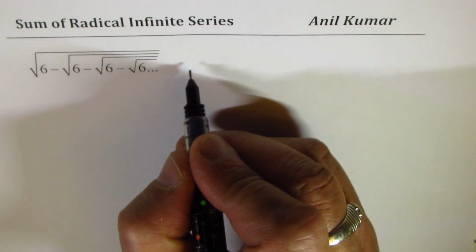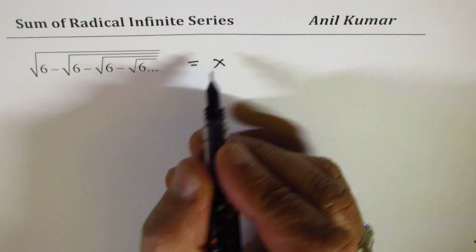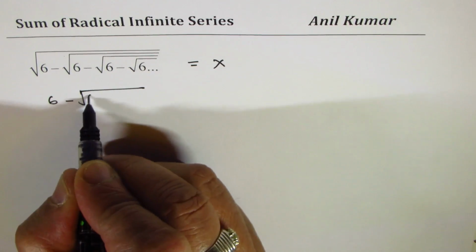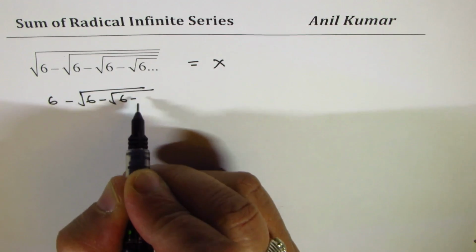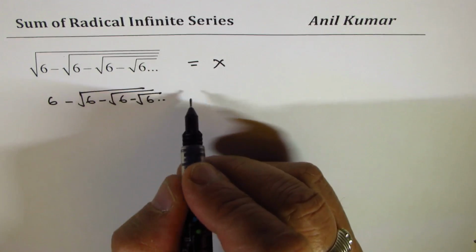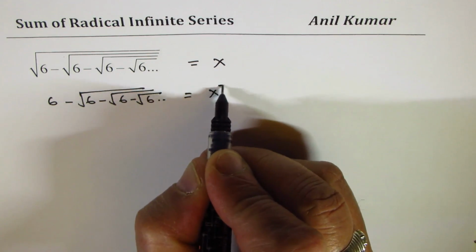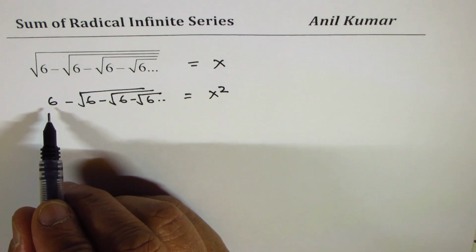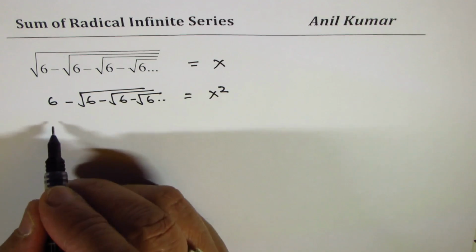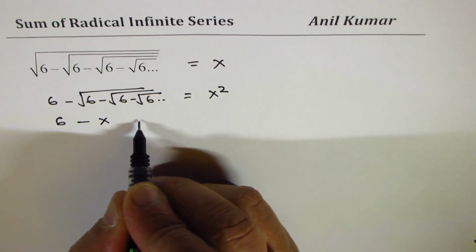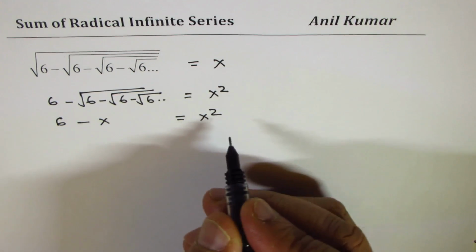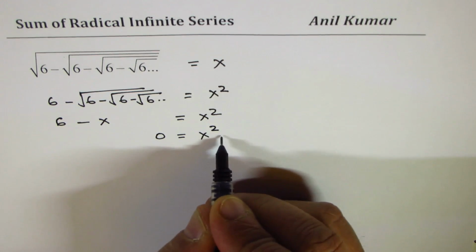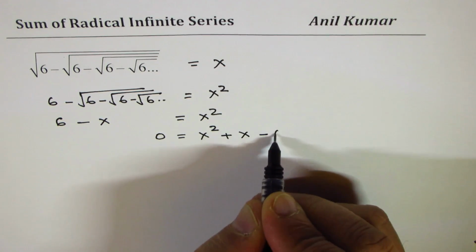So what do we get here? Let me say this is equal to x. When I square, then I get 6 minus square root of 6 minus square root of 6 minus square root of 6 and so on, which is equal to x square. And now bringing x square, we could write all this as x. So we could write this as 6 minus x is indeed equal to x square, or bringing them together, we get 0 equals x square plus x minus 6.